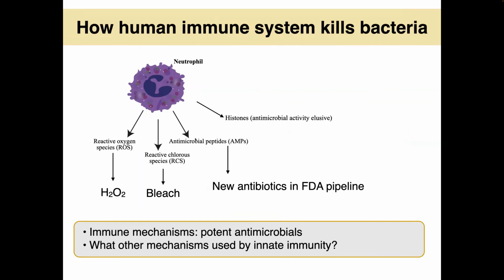A lot of the mechanisms that are used by neutrophils to kill bacteria are still not well understood. Some things are understood. We understand how reactive chlorine species can kill bacteria. That's something that we use, for example, in bleach. We understand how reactive oxygen species work, but we don't really understand how histones and antimicrobial peptides work as antimicrobials.